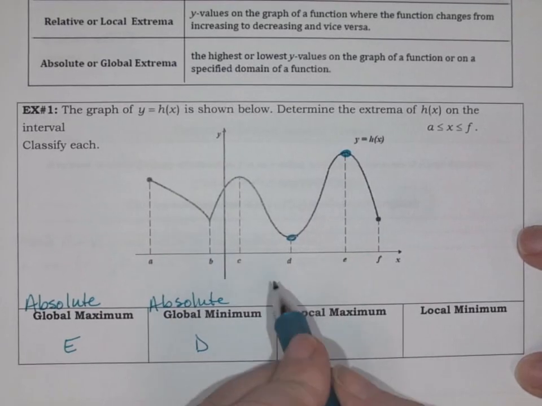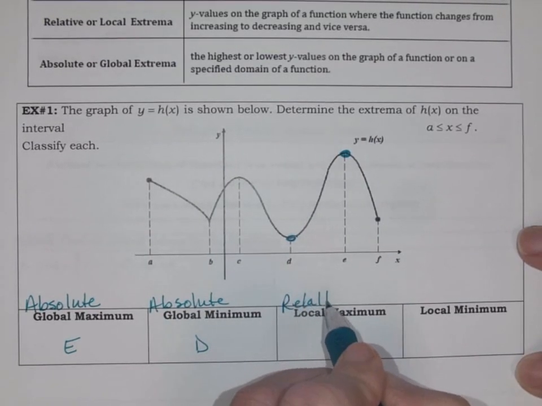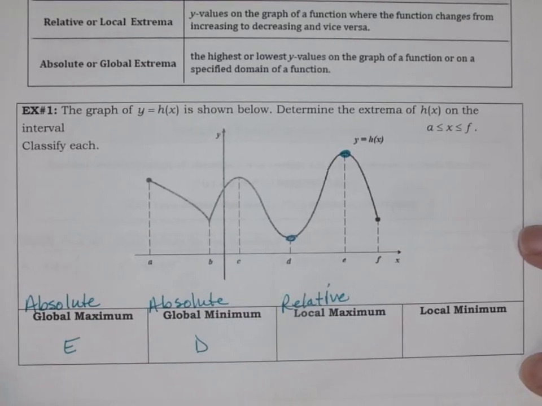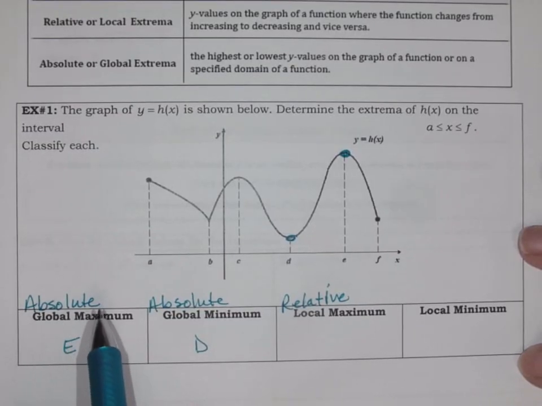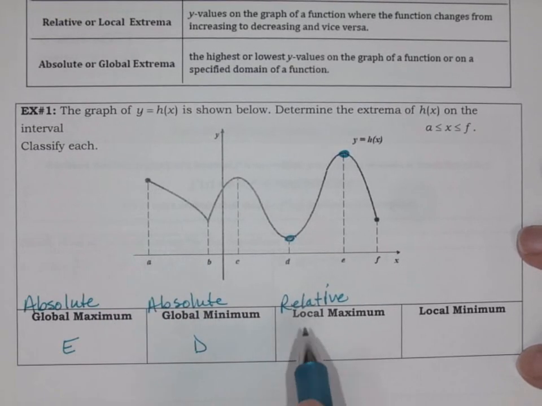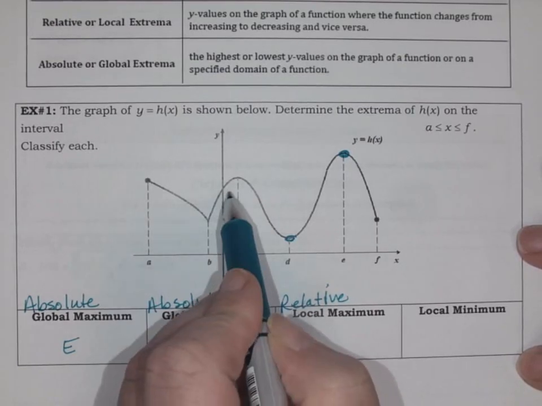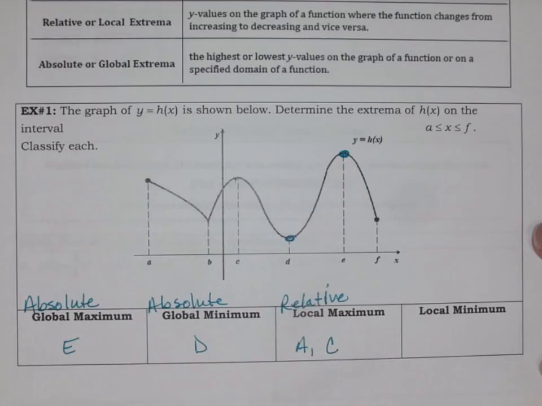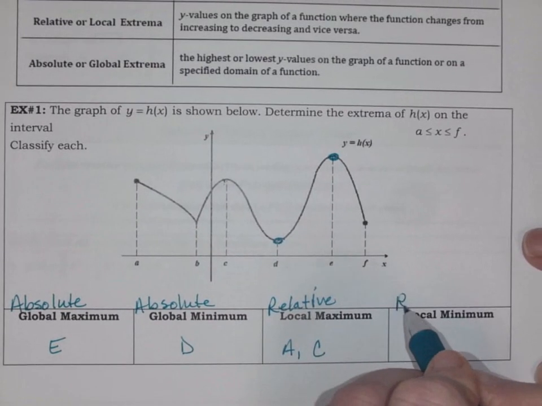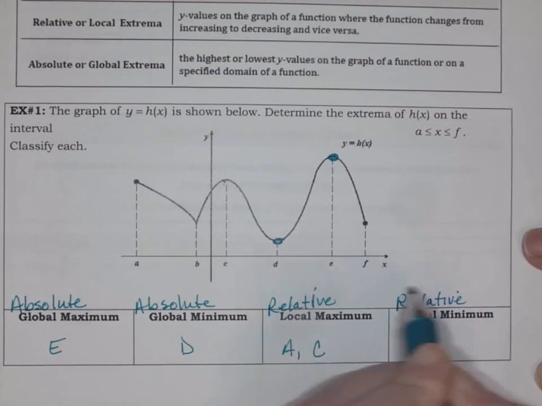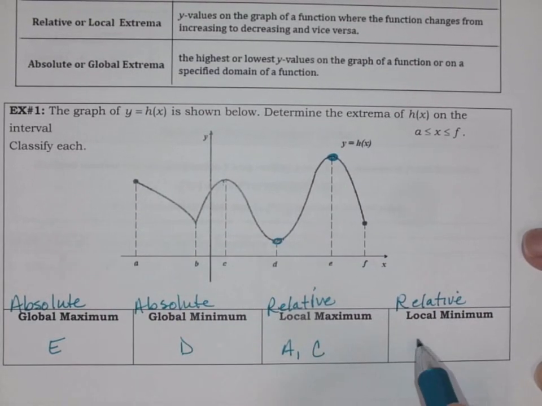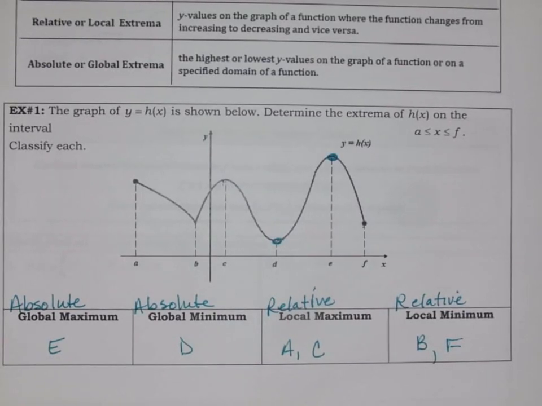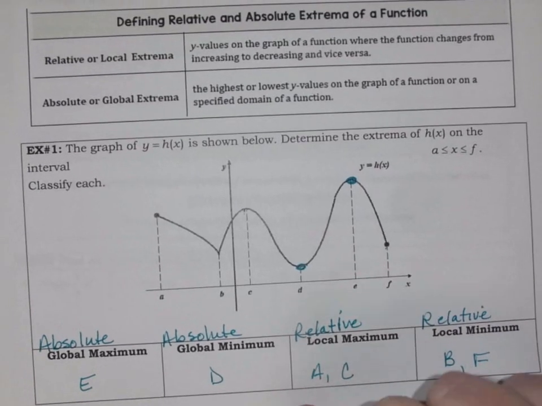Then local or relative maximums are going to be high points, but are not going to be the highest. So A is a high point, and C is a high point. So those are our relative maximums. And then our local or relative minimums are going to be, let's see, B is a low point, and F is a low point. So that's how we can identify absolute and relative, or global and local.